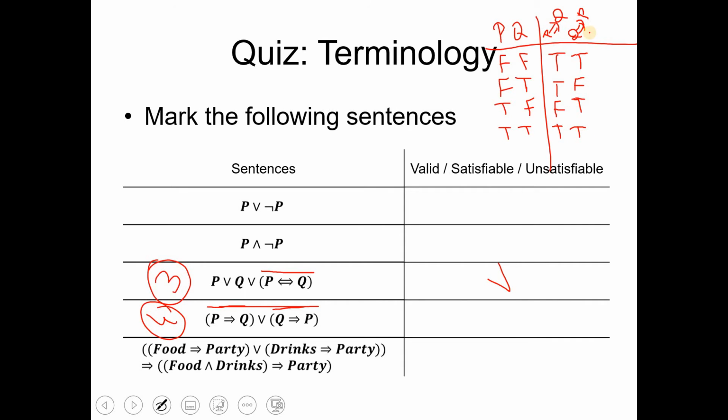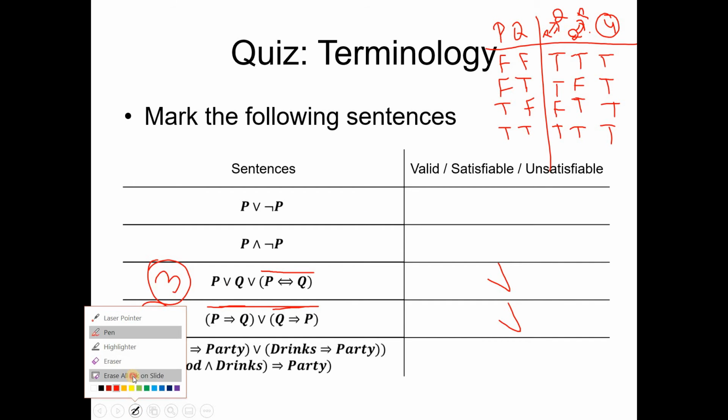Now number 4 sentence, what I will look at over here is the OR of these two clauses. So ORing of these two things will give true, true, true and true. So overall it is also valid. Okay. So this was it. This is what we want to do.